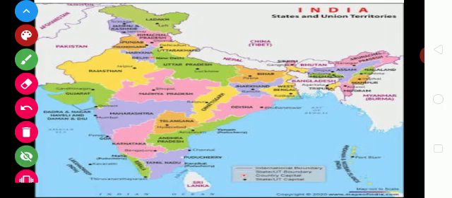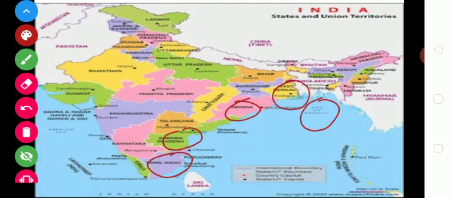And then states surrounding the Bay of Bengal. Where is the Bay of Bengal? The Bay of Bengal is here. The states that touch the Bay of Bengal are Tamil Nadu, Andhra Pradesh, Odisha and West Bengal.